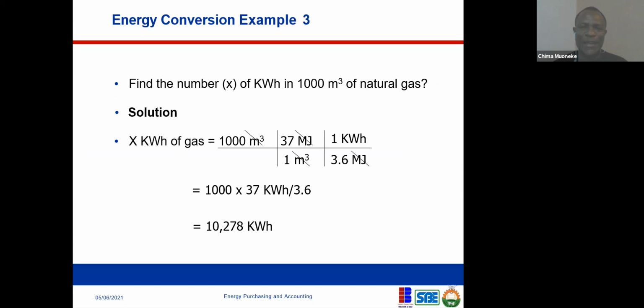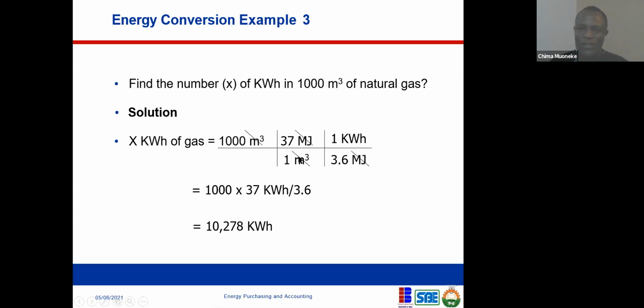So let us do another example. Find the number X of kilowatt hour in this same 1,000 meter cube of natural gas. But this time we want to find it in kilowatt hour, not in gigajoule, right? So just the same thing that we did the other time. We have 1,000 meter cube. We first of all convert it to megajoule because that's what we know in our conversion table.